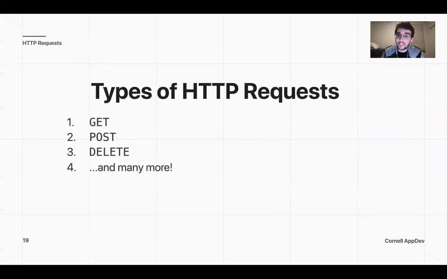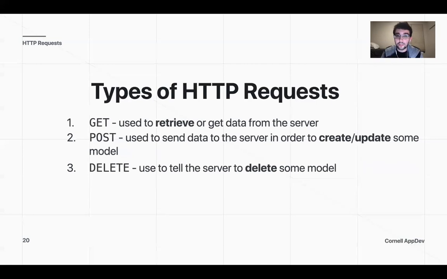So there's a couple types of HTTP requests, though the main ones that you need to know are GET requests, POST requests, and DELETE requests. There's a bunch more that you'll be able to see on Postman, but these are the three that we're going to be using, and they're the most commonly used as well.